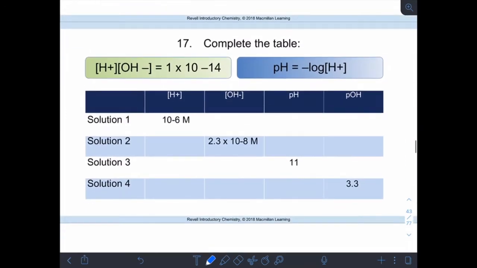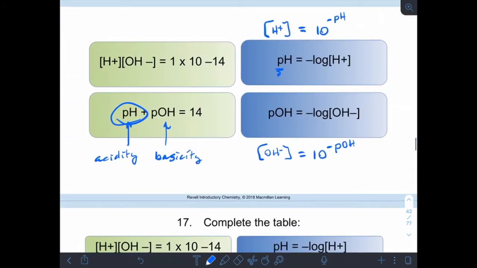All right, so let's start with this table. What I'm going to do is scroll down to a blank sheet, and we're going to work through solutions 1 through 4 and solve all of these things for all 4 solutions. Like I said, make sure you have these equations written down, because we're about to use all of them in some way, shape, or another.